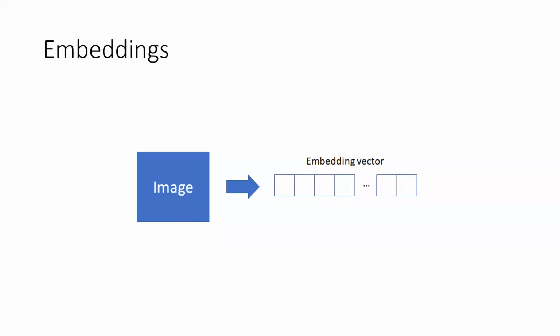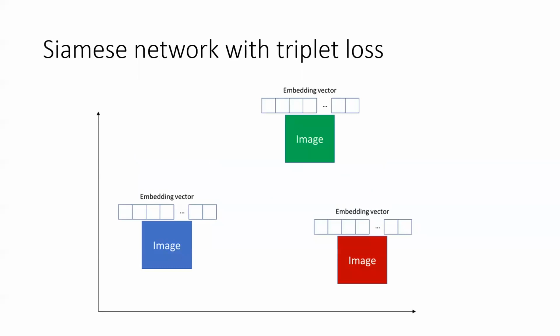One way of doing this and collecting an embedding vector is to use a Siamese network. So what is the idea behind triplet loss and the Siamese network? For example, we have 3 images. Like here we have a blue one.